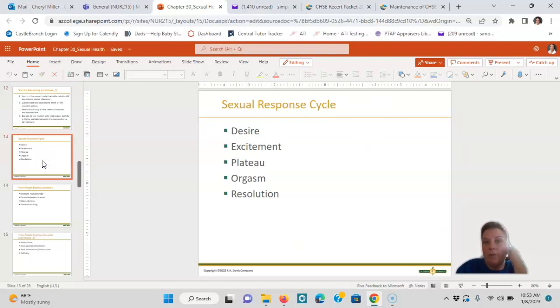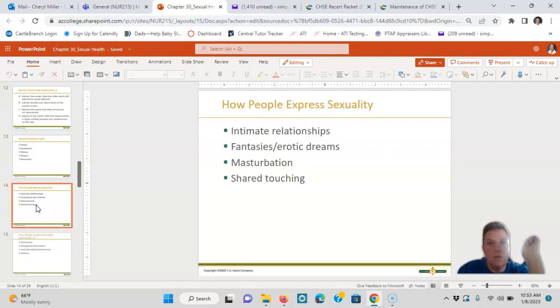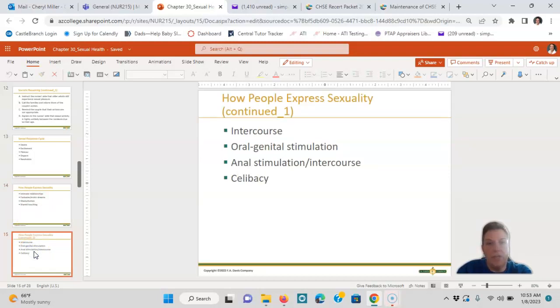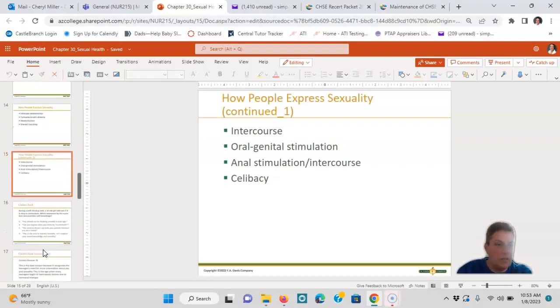All right, so the sexual response cycle, just know the response cycle and how that works. Desire, excitement, plateau, orgasm, and resolution. How people express sexuality might be very different. So, intimate relationships, fantasies, erotic dreams, masturbation, shared touching. So, all of these things you could hear about. Intercourse, oral genital stimulation, anal stimulation, and celibacy.